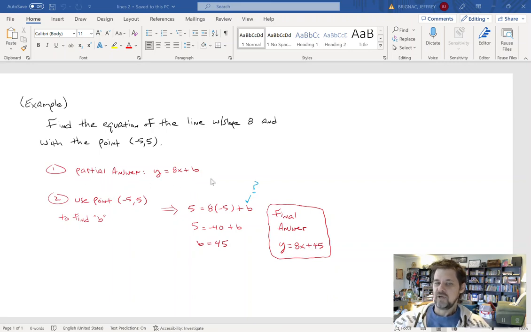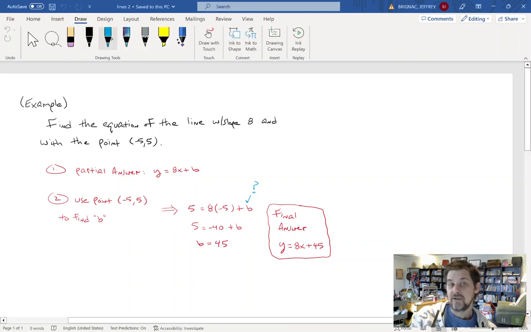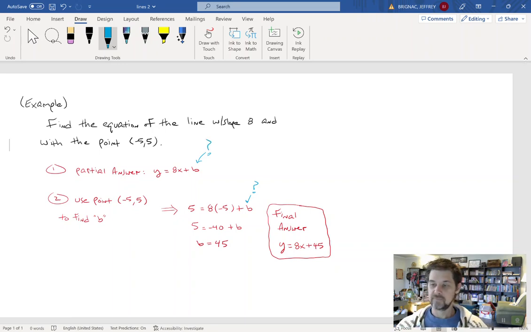So wouldn't a partial answer be y equals 8x plus b? Because that's where the slope goes, and if you tell me the slope's 8, then it's got to be y equals 8x plus b. Now, with that information alone, I don't know what b is, but we could find that in the same way we did the last one.